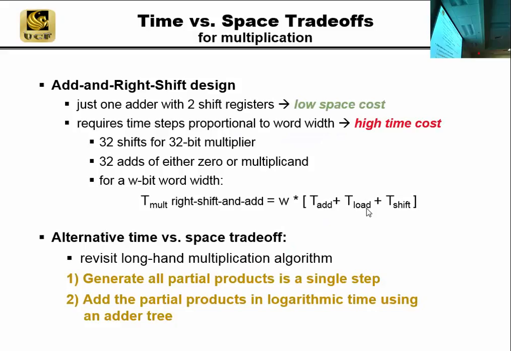So let's do some analysis of how this circuit works and how fast it works, and then we'll make it better. So, time versus space trade-offs for multiplication. Just like we did for adders, right? We had different adders, we had different multipliers. Actually, there's many, many designs. So let's look at just a couple. We can use 1 adder and 2 shift registers.